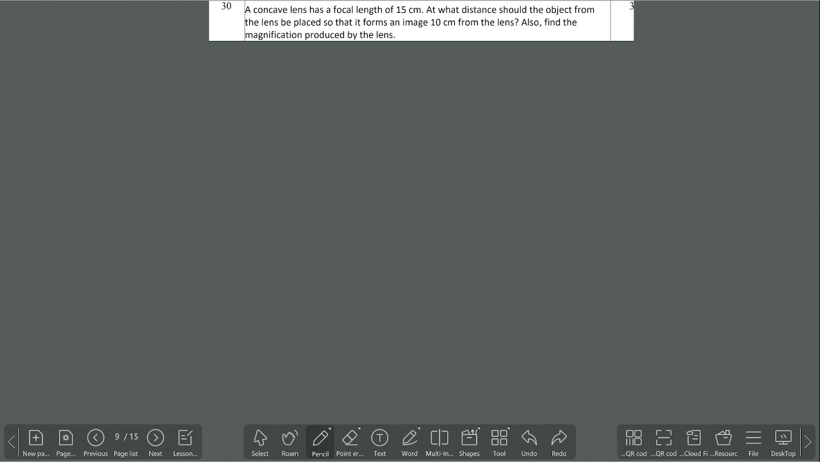So the next question: a concave lens has a focal length of f equal to 15 centimeter. As per the sign convention rule, it is going to be minus 15. So f is equal to minus 15 centimeter. At what distance should the object from the lens be placed? That means the u value you are going to find.